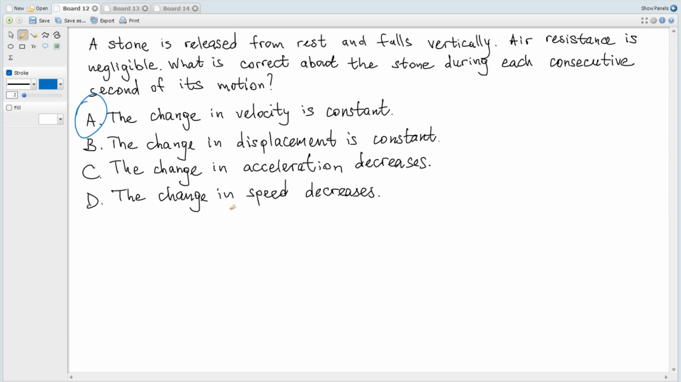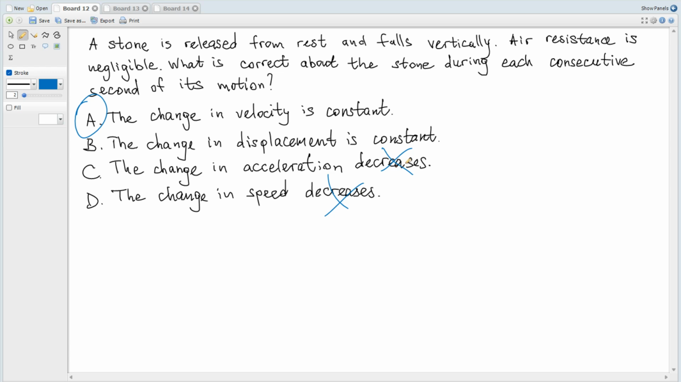D is not correct because speed is the magnitude of velocity, and the change in speed is also constant. The change in acceleration decreases is not true because acceleration is always equal to acceleration due to gravity g.